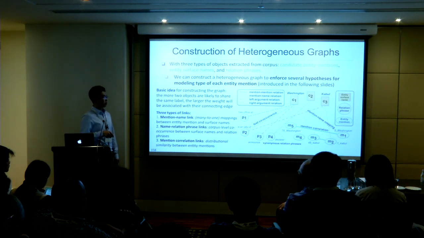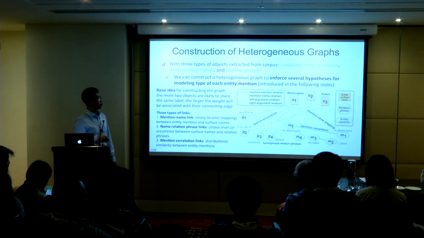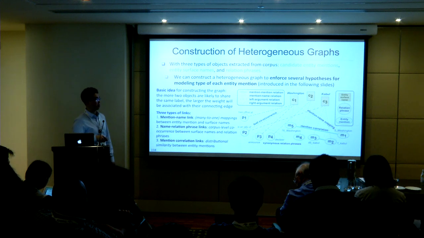The idea of proposing these links is to see whether we can group those entity mentions in terms of their types. If these two Washingtons have pretty similar contexts, it's very likely they are both about either locations or government, instead of having different types in the context.